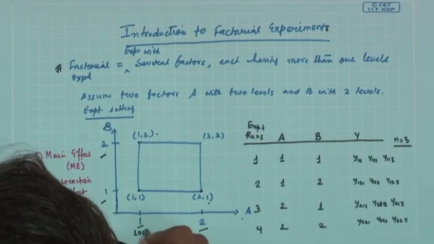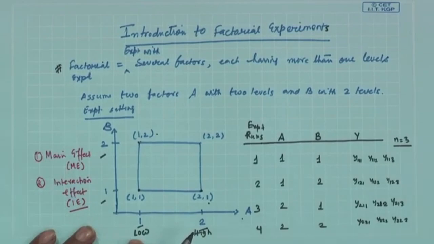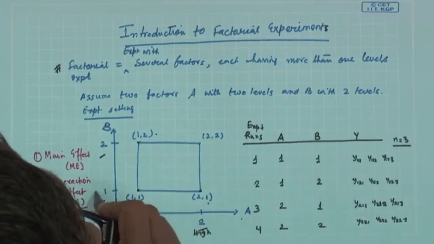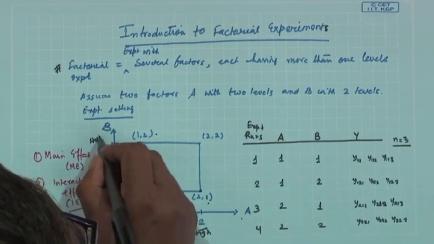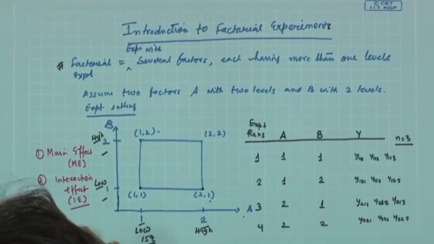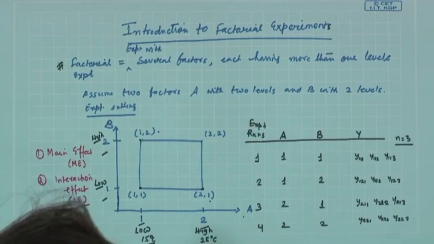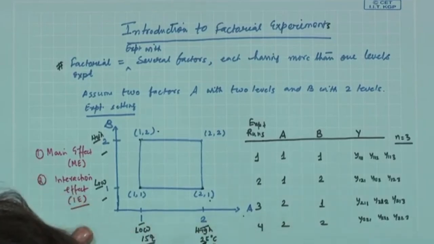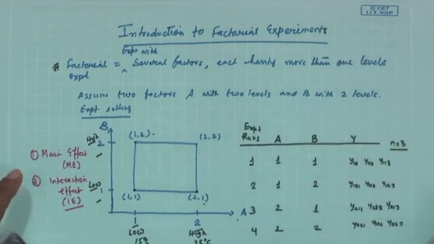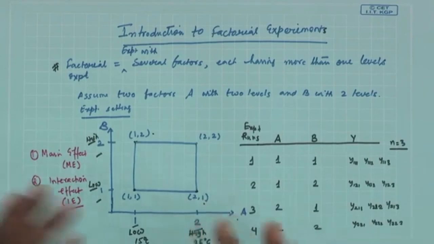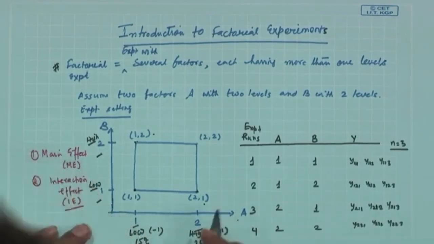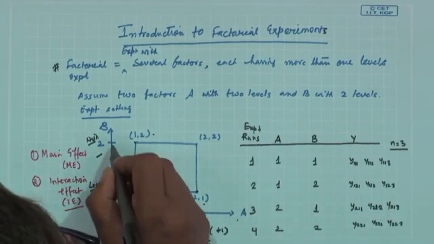Otherwise we also write that this is low and this is high. So 1 stands for the low value and 2 for the high value, similarly for factor B. For example, if factor A is temperature and we find that 15 degree centigrade is low and 25 degree centigrade is high, then we can put them as low, high, or 1, 2 instead of writing 15 and 25 degree centigrade. More widely used is 1, 2 or low, high; sometimes we use minus 1 and plus 1 also. Low we write as minus 1 and high we write as plus 1. This is the notation used.